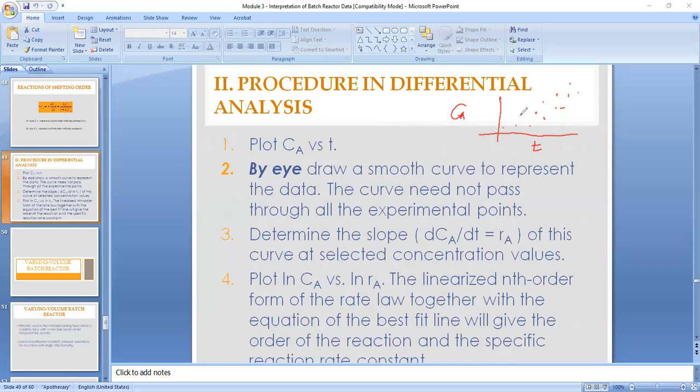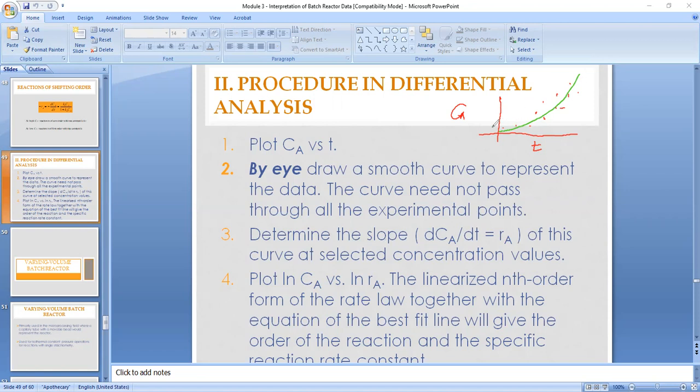By hand, for example, this is just how I will do it. It depends on the one who's drawing the best fit curve. So probably I'll do mine like that. I did not pass through these points here, but almost I touched this point here. This one, but this one did not. So that's my best fit curve. Now, since you have already done the best fit curve, you go to step 3. Define the slope. So what is the slope of this particular curve?